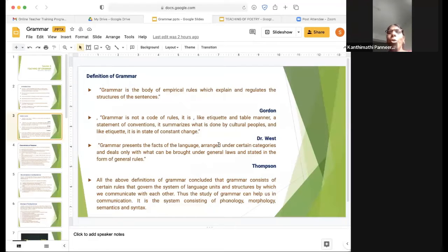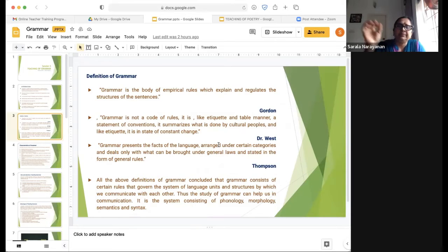Grammar is a body of empirical rules which explain and regulate the structures of the sentences. Grammar is not a code of rules. It is like etiquette and table manners, a statement of conventions. It summarizes what is done by cultured people, and like etiquette, it is in a state of constant change.